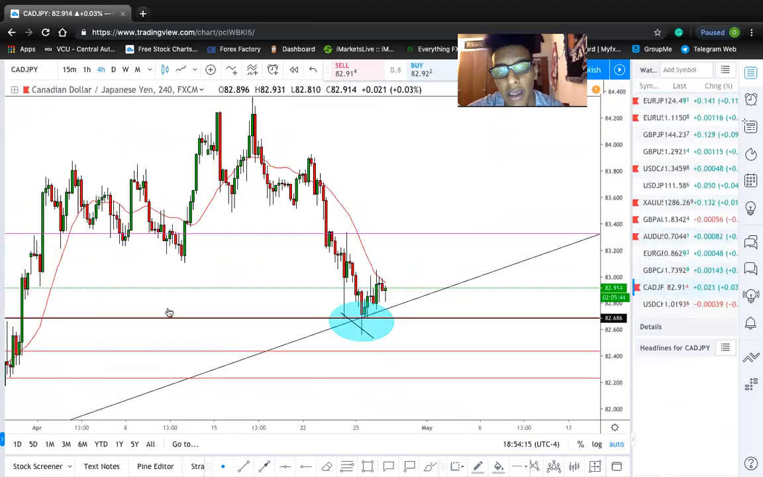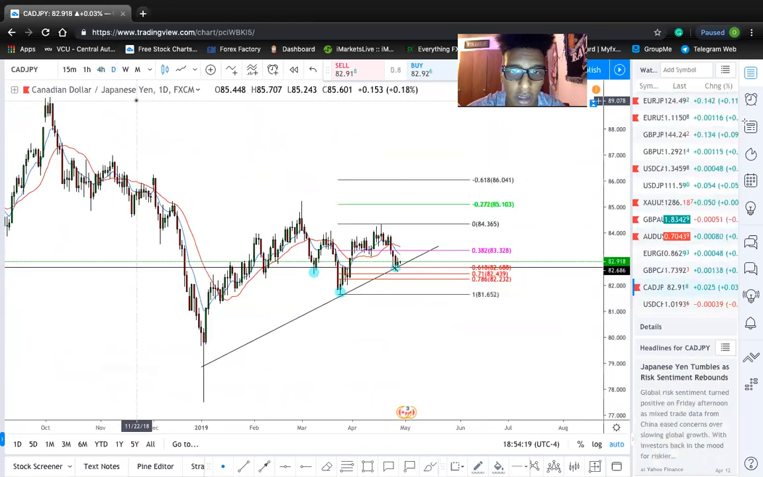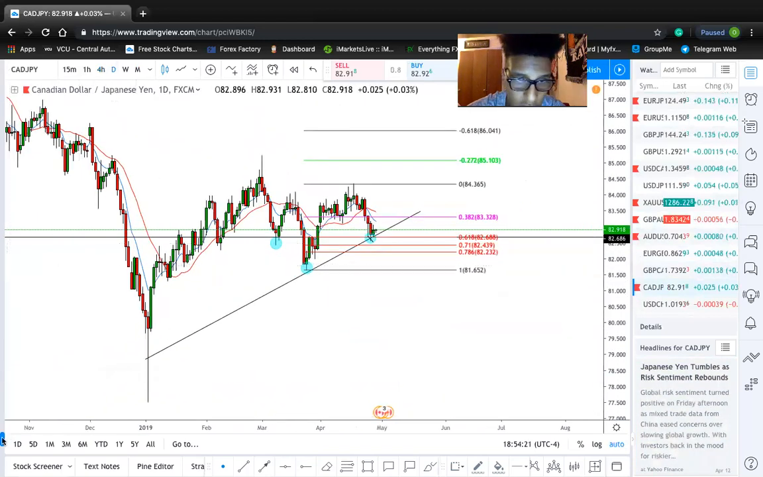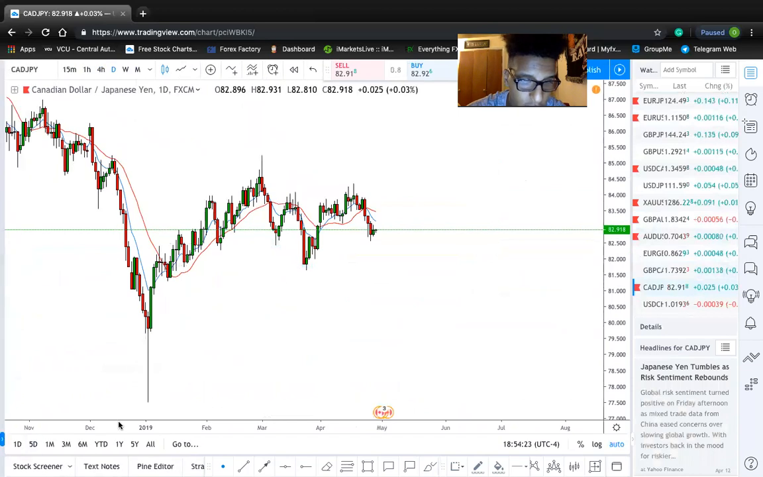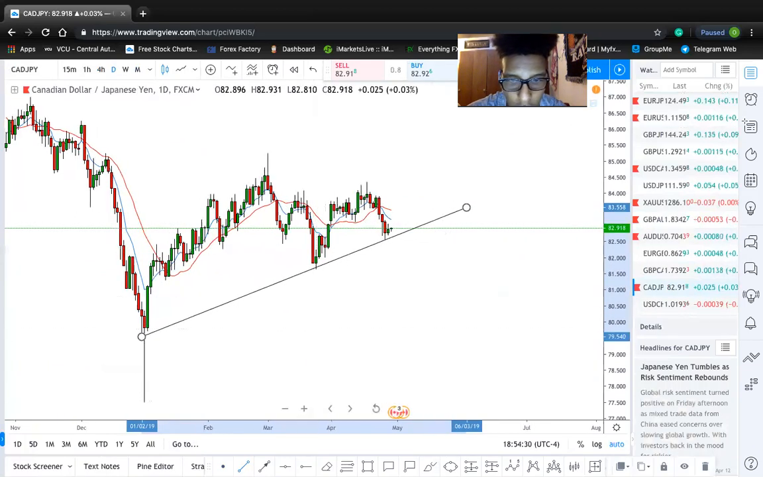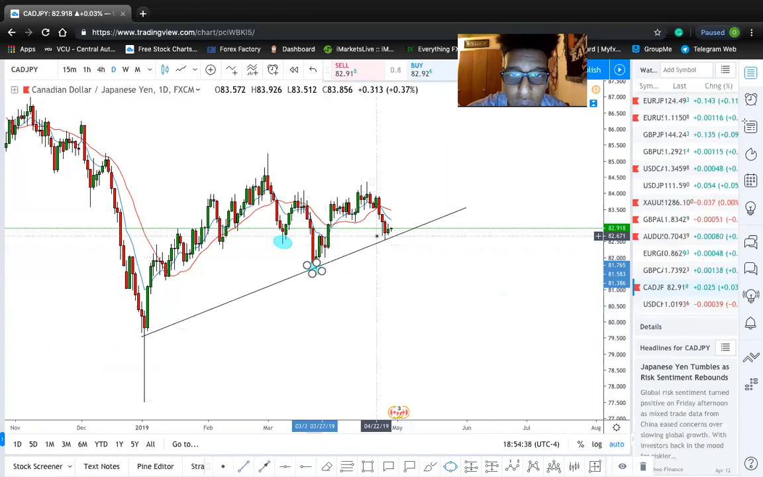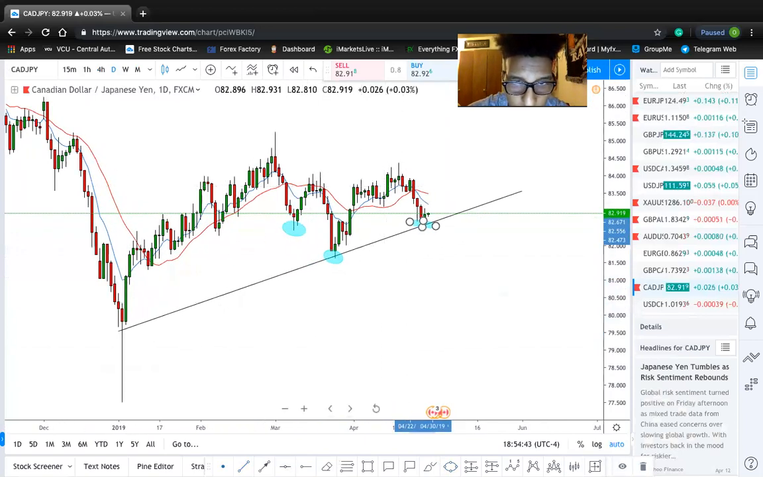Along with that, I'm really liking CAD JPY. I'm really liking this pair, so I'm just going to start from scratch. You can see we have three touches on this trend line. We also have an inverted head and shoulders. So we have the left shoulder, the head, and we have the right shoulder. And we can see the candlesticks, so let me plot this zone.